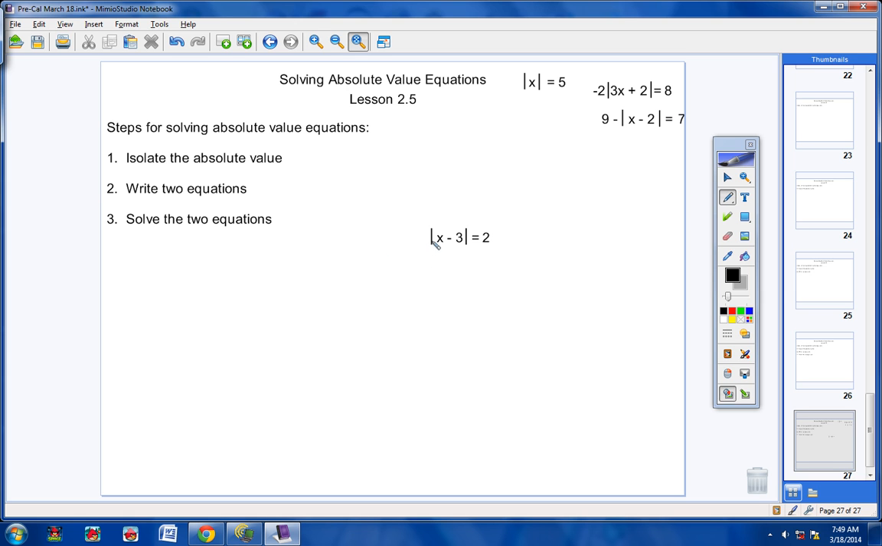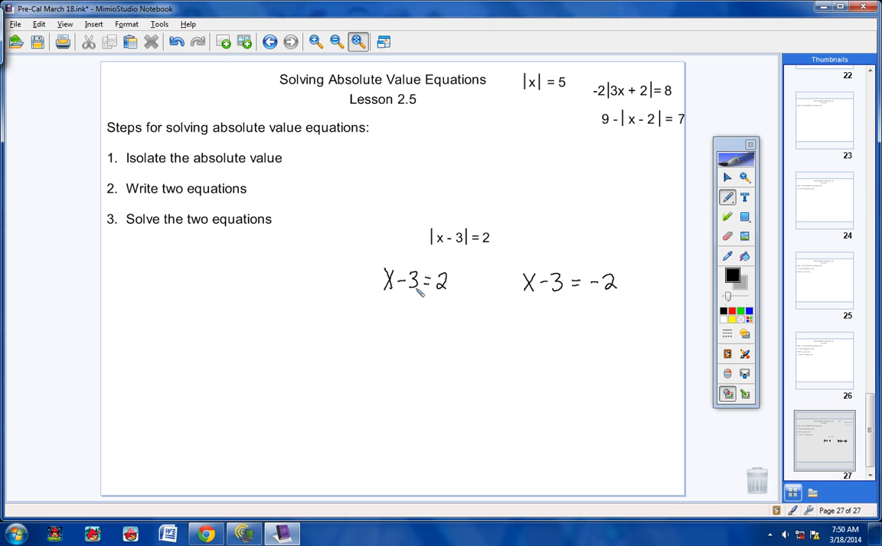Step 1 says isolate the absolute value. Well, the absolute value is already isolated. It's all by itself over here on the left side of the equal sign. Step 2 says write 2 equations. So what I've taught you to do is you write the equation just like it is without these 2 bars. So x minus 3 equals 2. Then I've taught you to write this equation again, only you change the sign of this number right here that I'm circling over and over and over. All right, and so what I would have is x minus 3 equals a negative 2.